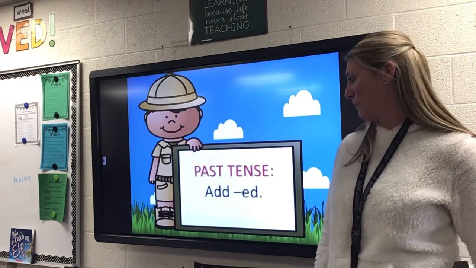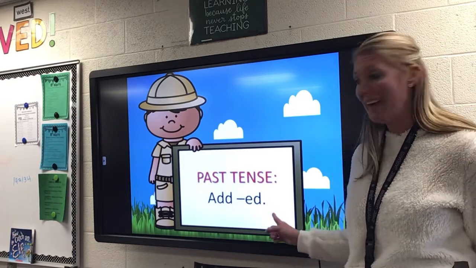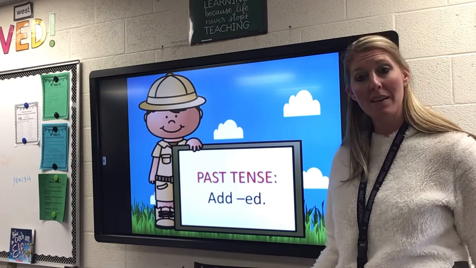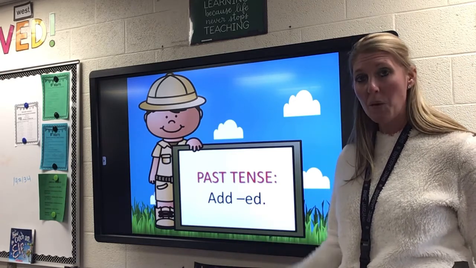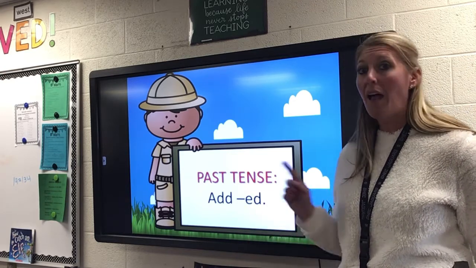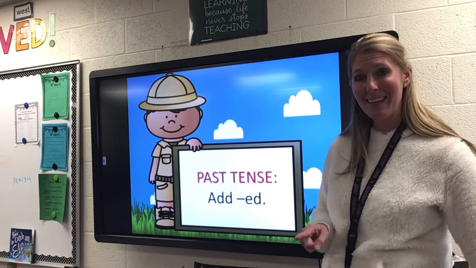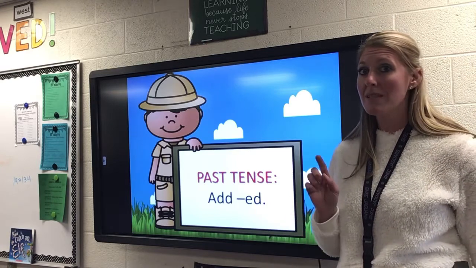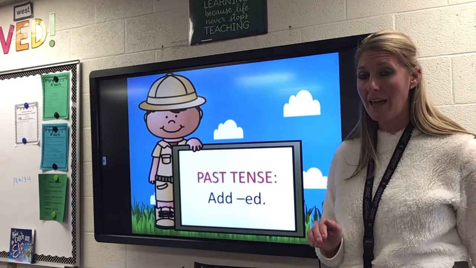So let's review. The past, we added an ED. So yesterday we talked about the rule of ED, and if a verb already happened, we have to add an ED. Unless the verb ends in an E, like in bike or hike, then we just leave the E and add a D.